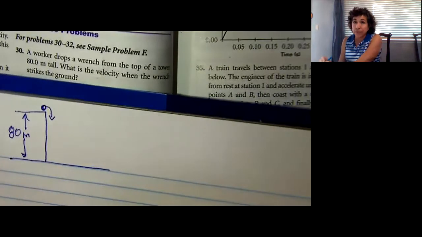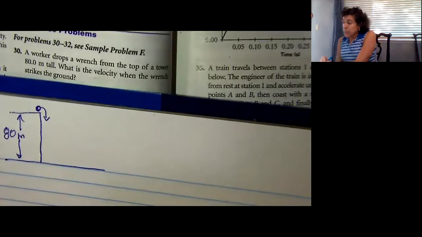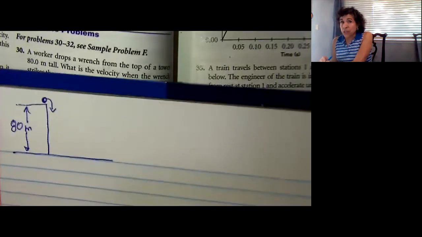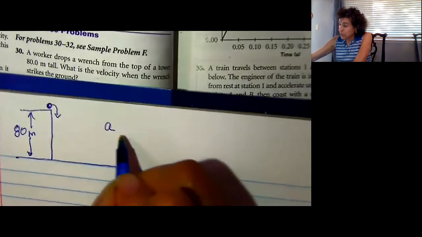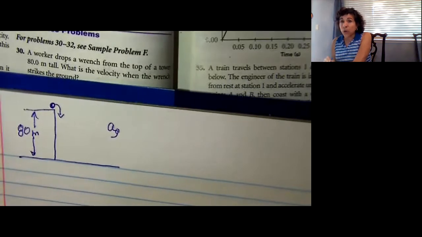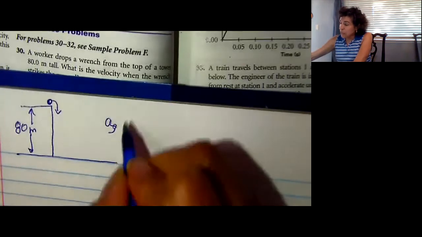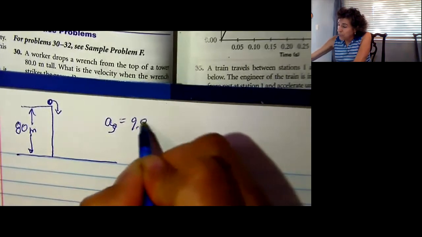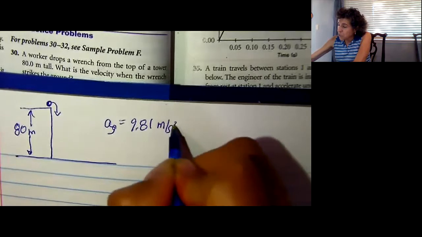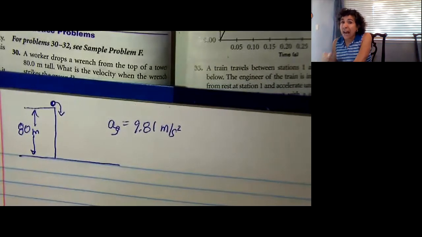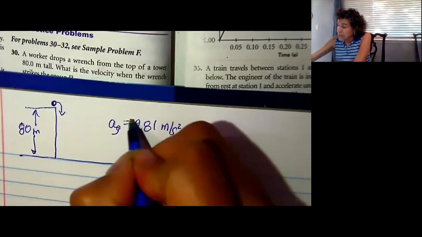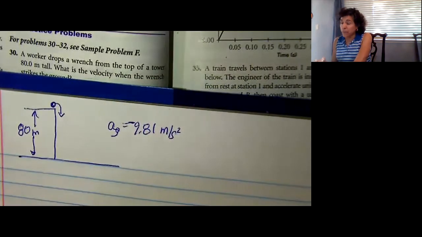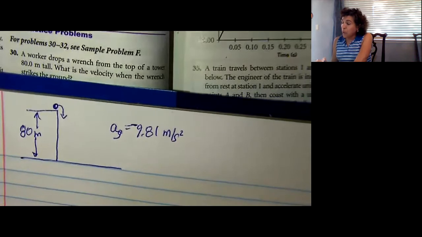Oops, I dropped it. One thing you know in the y direction on planet Earth is the acceleration due to gravity, lowercase a with a little g. Acceleration due to gravity is 9.81 meters per second squared, and it's always in the down direction. Acceleration is always pointing down, so we have to give it a negative: negative 9.81 meters per second squared.